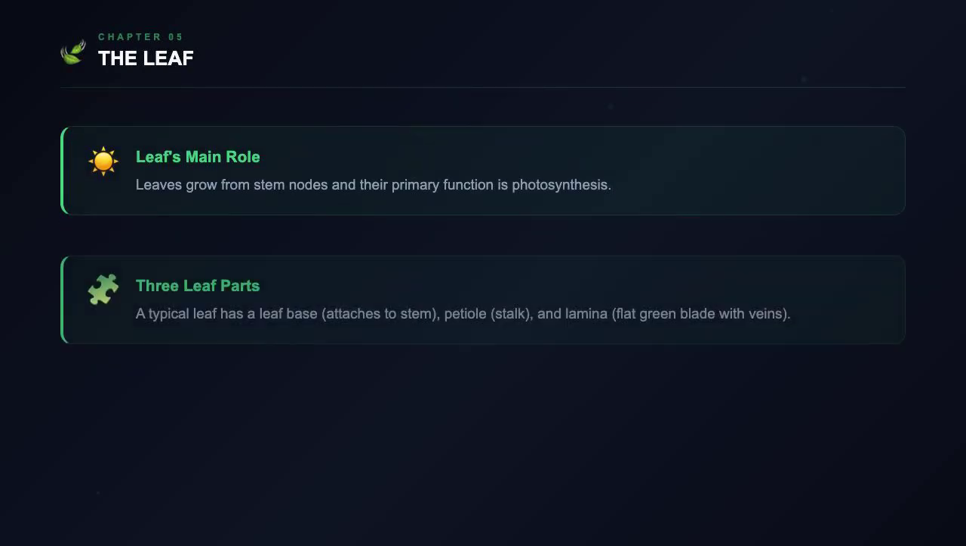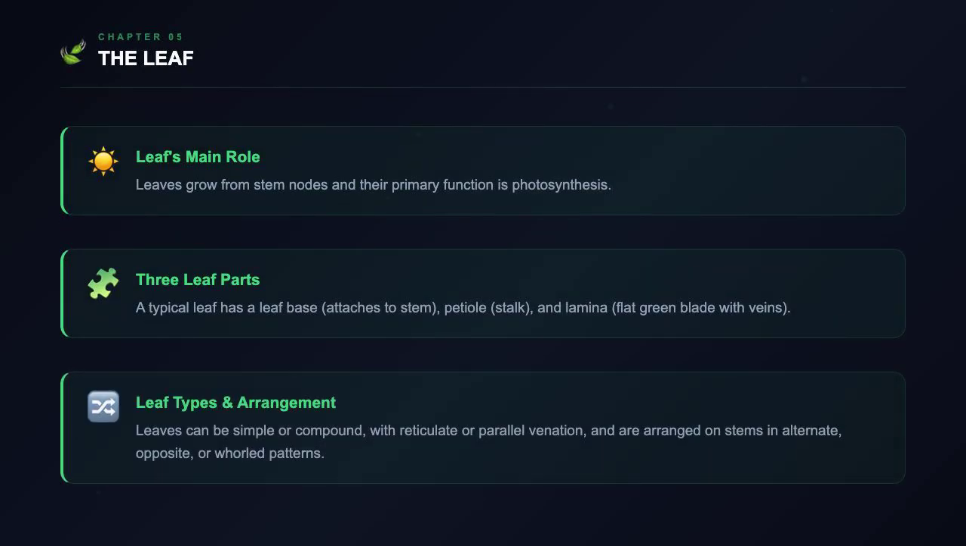A leaf grows from a stem node, developing from shoot apical meristems. Its main job is photosynthesis. A typical leaf has three parts: the leaf base, petiole, and lamina. The leaf base attaches to the stem, the petiole is the stalk, and the lamina is the green part with veins.